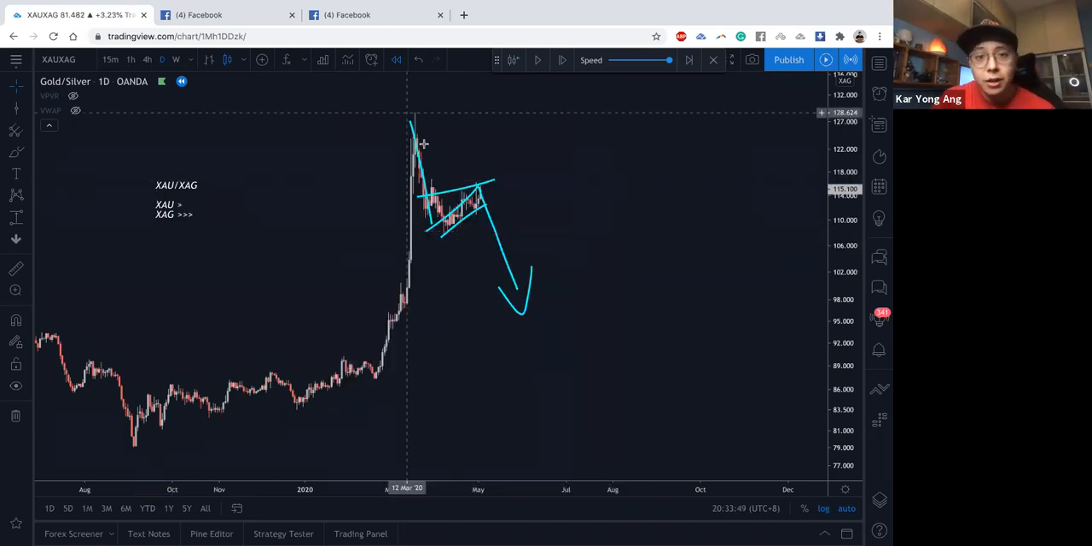Why? Because this ratio chart tells me there's a high chance this is going to go down. And for the ratio to drop, the denominator needs to be increasing way bigger than the numerator, and the denominator here is silver. So this stacks up to the probability of why I'm emphasizing and focusing on silver compared to gold. I'm not saying that gold is a bad choice, but between both, if I want to choose one, then silver becomes a very natural choice.